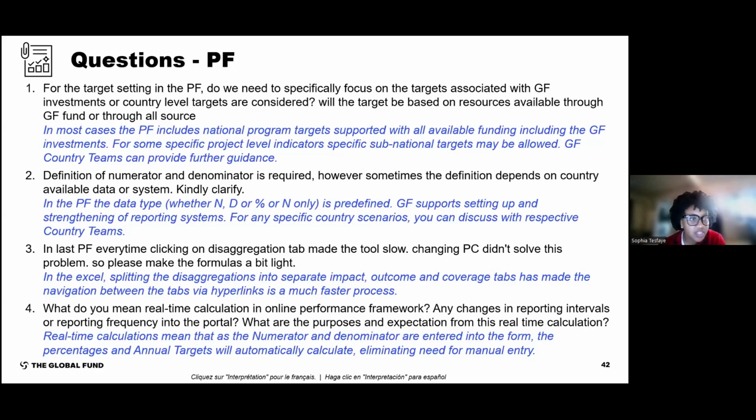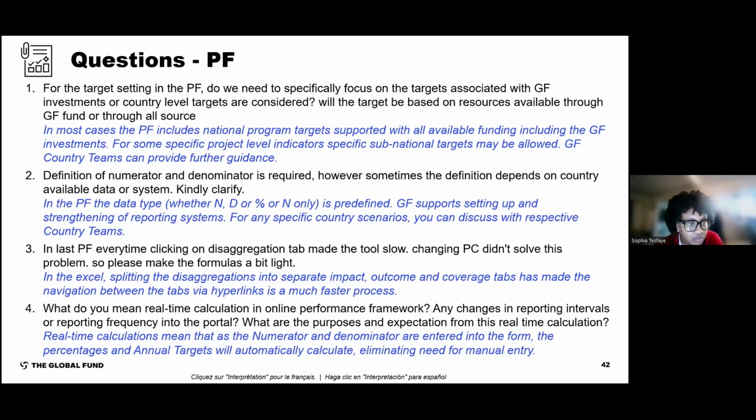Moving on to the next question, number 2, definitions of numerators and denominators is required. However, sometimes the definition depends on the country available data or system. Kindly clarify. So in the performance framework, the data type, whether it's numerator, denominator, or percentage only, or number only, this is all predefined. So the Global Fund supports setting up and strengthening of reporting systems for any specific country scenarios. Again, discuss it with your representative or your respective Global Fund country teams.